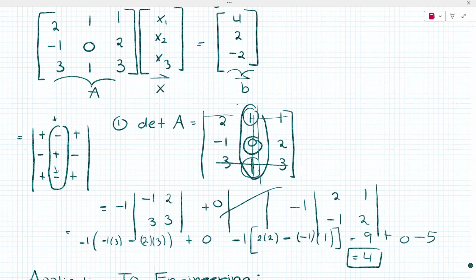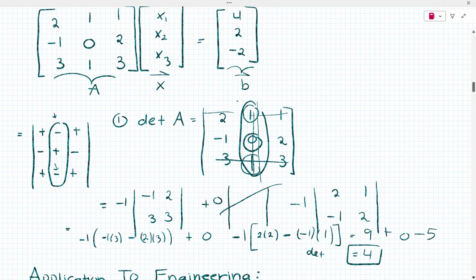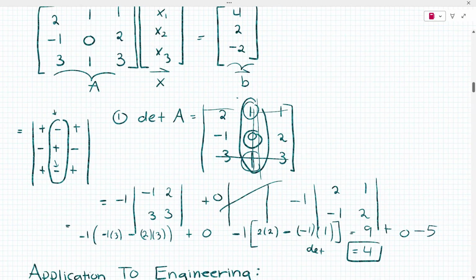That's not our answer, right? What we just did was we found the determinant of A. That is not our answer. So this is your determinant of A, and I'm going to move it to the side.